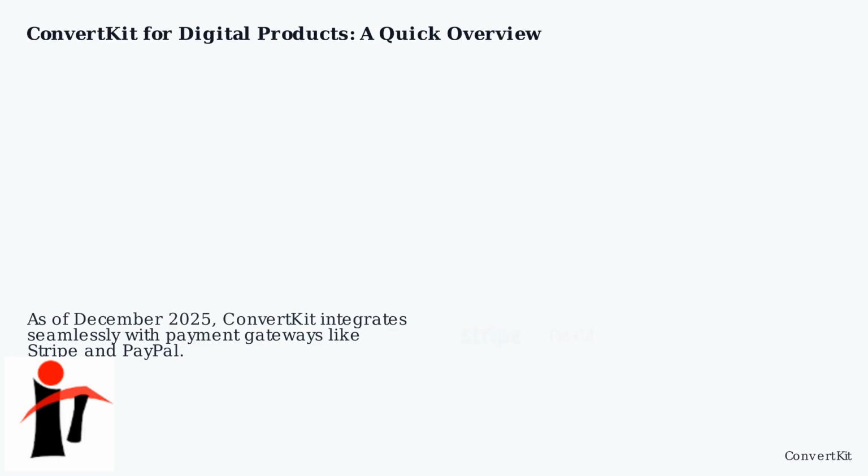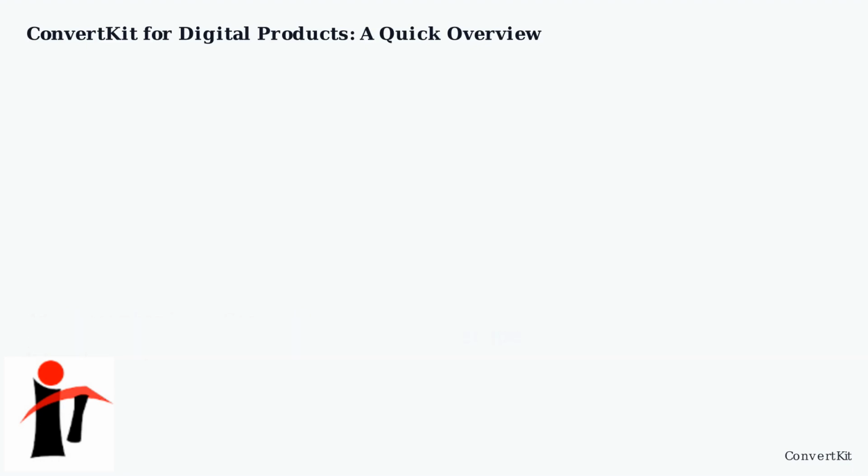As of December 2025, ConvertKit integrates seamlessly with payment gateways like Stripe and PayPal. It offers user-friendly tools and saves you time with AI-powered features for product upsells. With enhanced integrations with tools like Zapier and WooCommerce, ConvertKit is a strong choice for solopreneurs and small businesses to sell digital products online. The selling digital products capabilities have been expanded to better compete with Gumroad and Teachable.